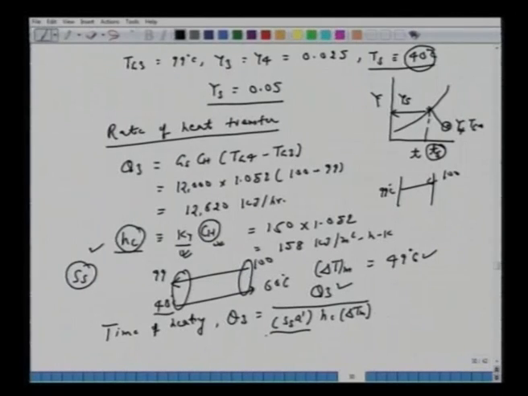Q3 we have calculated just now. Ss is given to us, A dash is given to us, Hc we know, delta Tm we have calculated. Here if you do this, theta 3 we will get is approximately 0.033 hour, or approximately 2 minutes. We should spend some time on how we are getting these expressions.